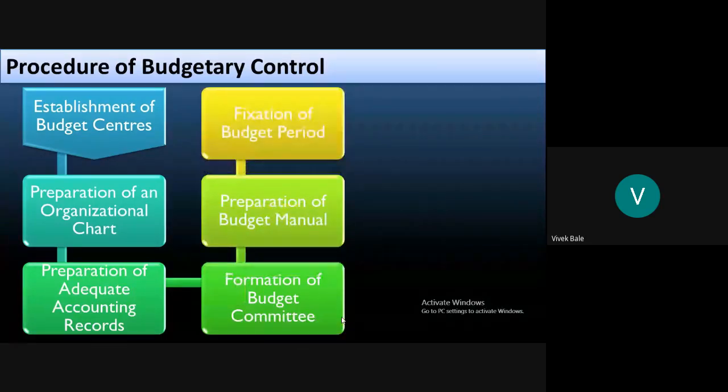After the budget manual is prepared, we should fix the budget period. It means the budget should be for a specific period. For example, 1 day, 1 week, 1 month, 3 months, 6 months, 9 months, or yearly, or 10 years, or maybe for long terms.